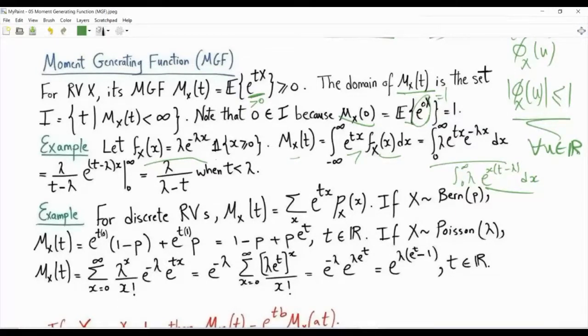So the domain here is from minus infinity up to lambda, not included, if you want this expectation to be a finite number. And in that case, if you do the integral of an exponential function, you get lambda over lambda minus t.